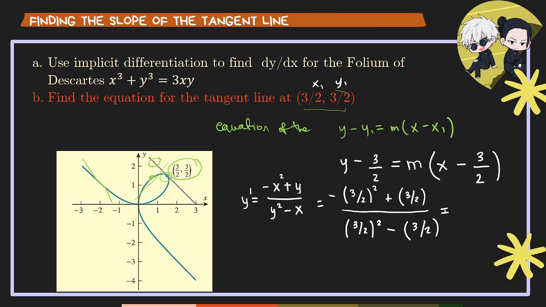Negative 3 in here. Negative 3 in here. Mm-hmm. 3 over 2 squared in. Mm-hmm. 3 over 2. Ang sagot? My answer is negative 1. Did you get the same?